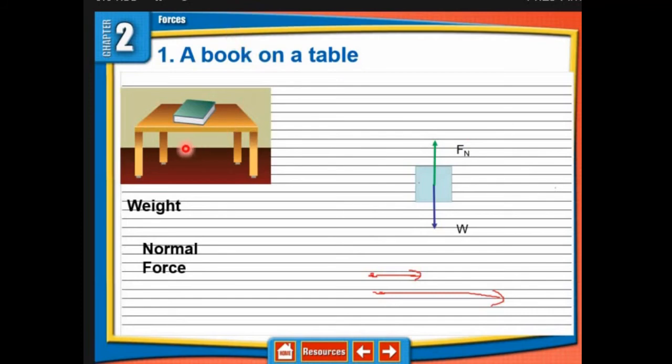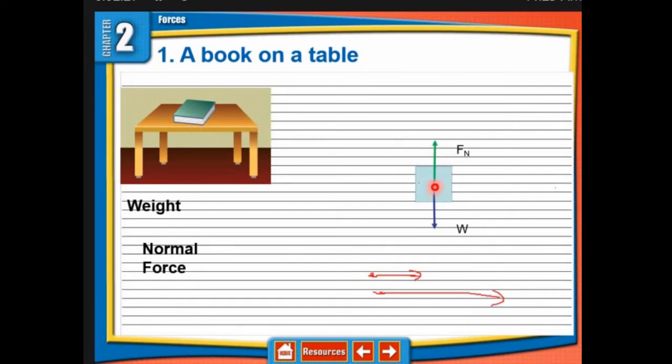In the given situation, a book on a table, it's at rest. So if your drawing has a longer representation of weight, a longer arrow, this book here would accelerate going downward. Probably the table would be broken, and the book would go downward. But it's not happening because the book is on top of a table and it's at rest.